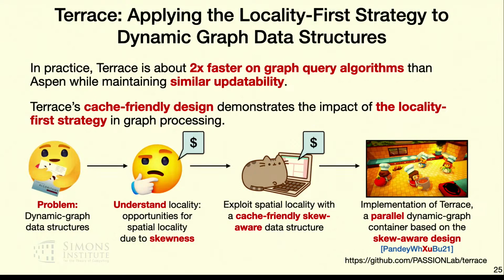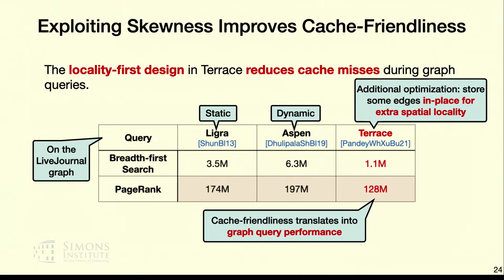Yes? What is the space usage or difference in space usage? That's a very good question. So the question was, what is the space usage? Terrace is bigger than Aspen for several reasons. One is the PMA uses a constant factor of extra space, while B trees use asymptotically less than a constant factor of extra space. Also, the implementation of Aspen is compressed. They use delta compression, whereas the current implementation of Terrace is not compressed. But that is something that we're working on, and I think it would be a really interesting direction.